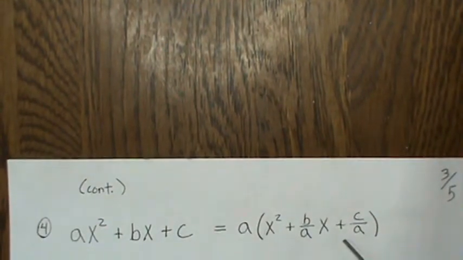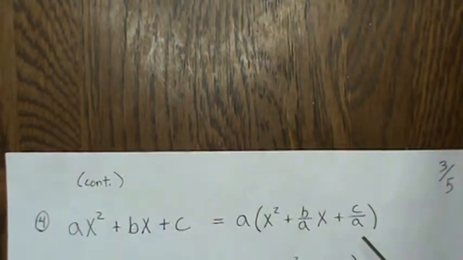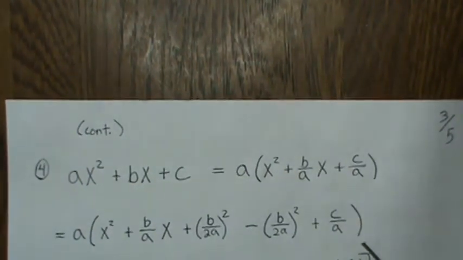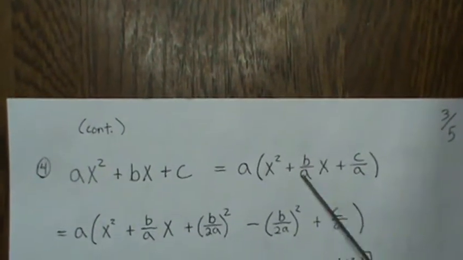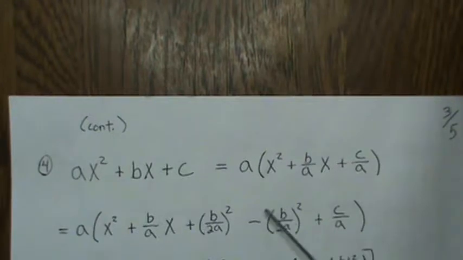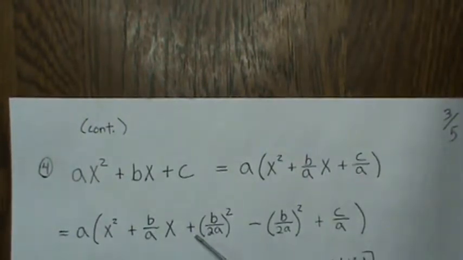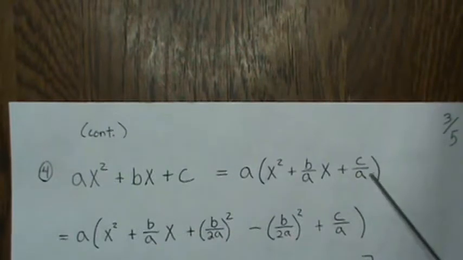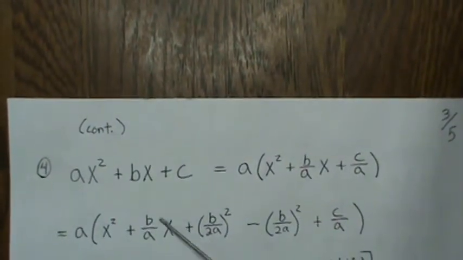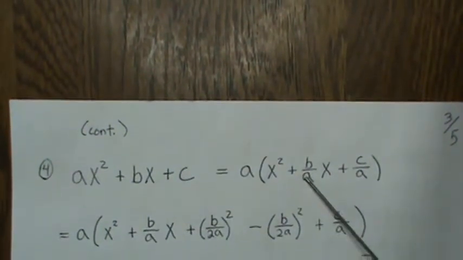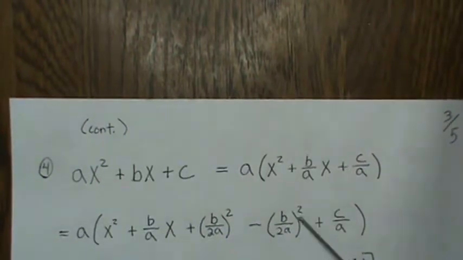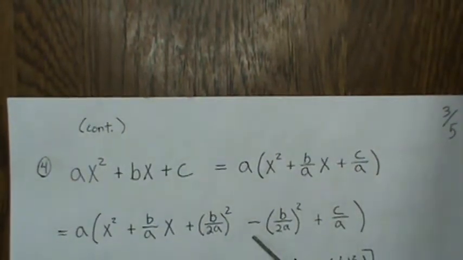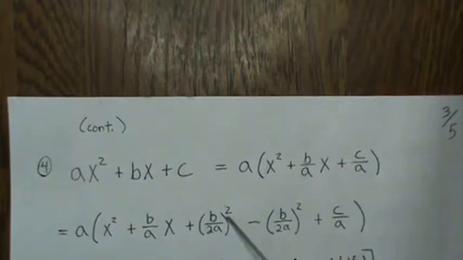Now this becomes something that we can complete the square on. Okay, so here we divide this by 2 and then square it. So b over a divided by 2 squared. And if we add it, we have to subtract it. So we've added 0 right here. And then every piece is just the same. We've added 0.